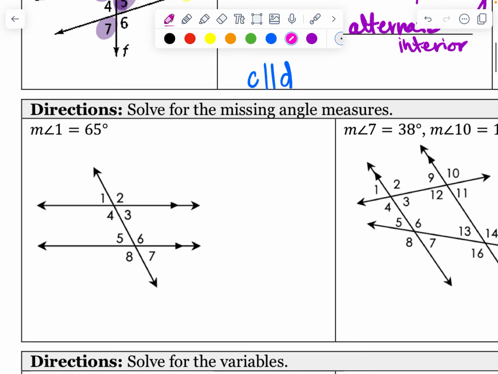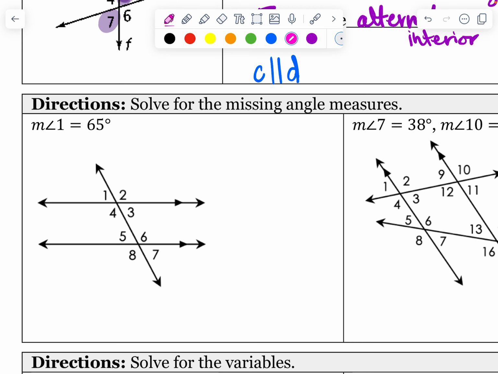So for the missing angle measures, we have 2 parallel lines crossed by a transversal. So the measure of angle 1 is 65 degrees. So I'm going to color all my 1s 65. So 3 is 65 because they're vertical angles. 5 is 65 because they're corresponding angles. 7 is 65 because it's vertical with 5 and it's an alternate exterior with 1.